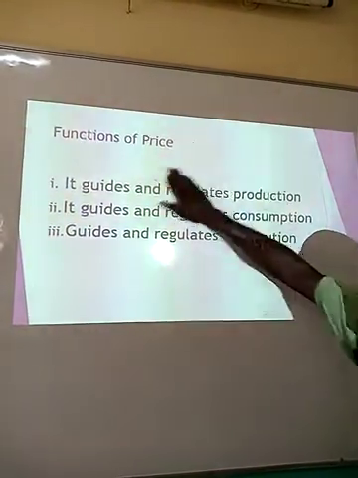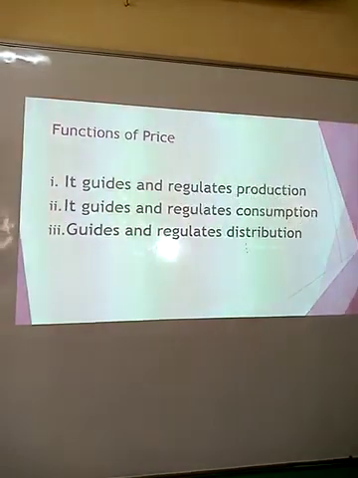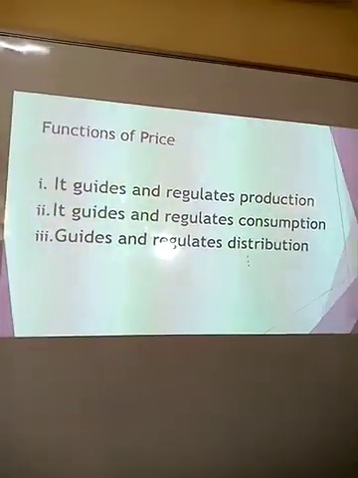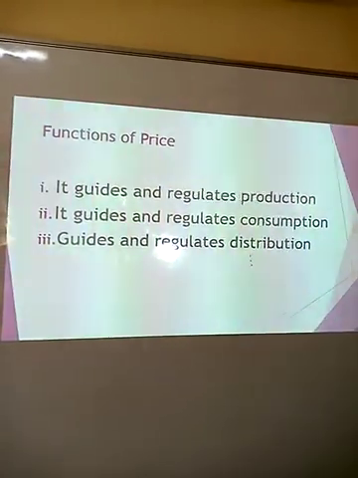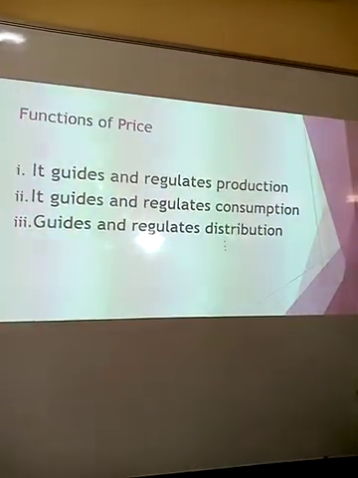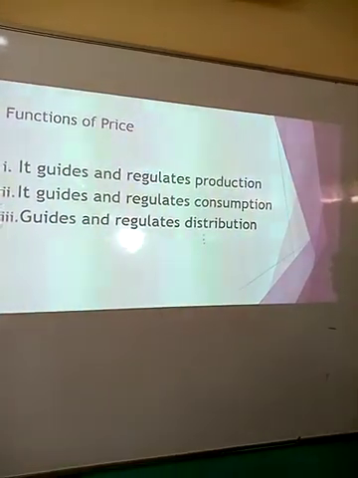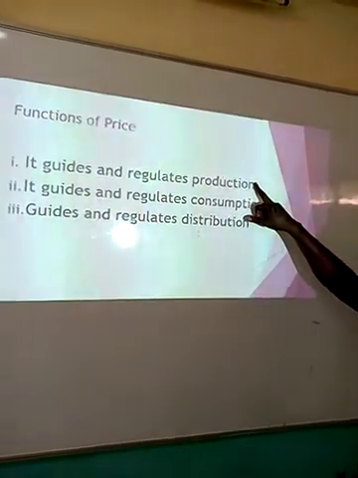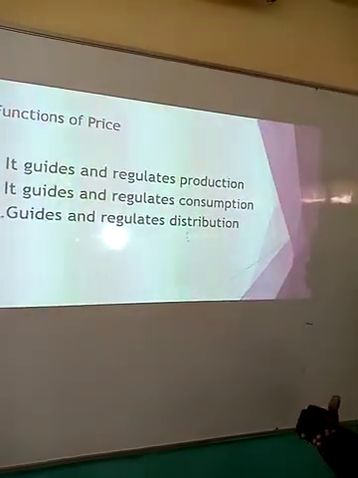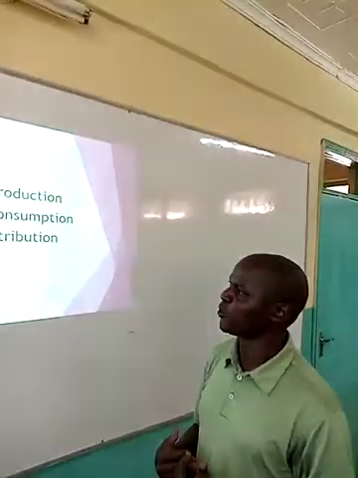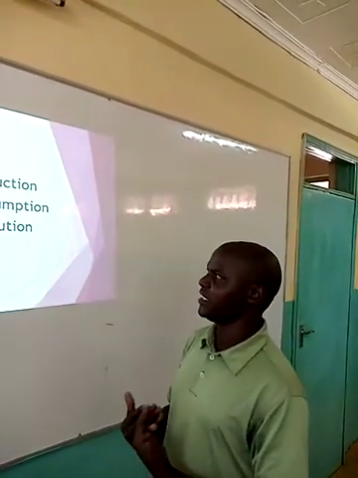Price guides and regulates production, because when the price is high, most sellers are willing to produce and offer for sale particular products. So when the price is high, there is higher production encouraged. But when the prices are low, sellers will be willing to supply less, and therefore they will produce less because they are not motivated, they are discouraged.